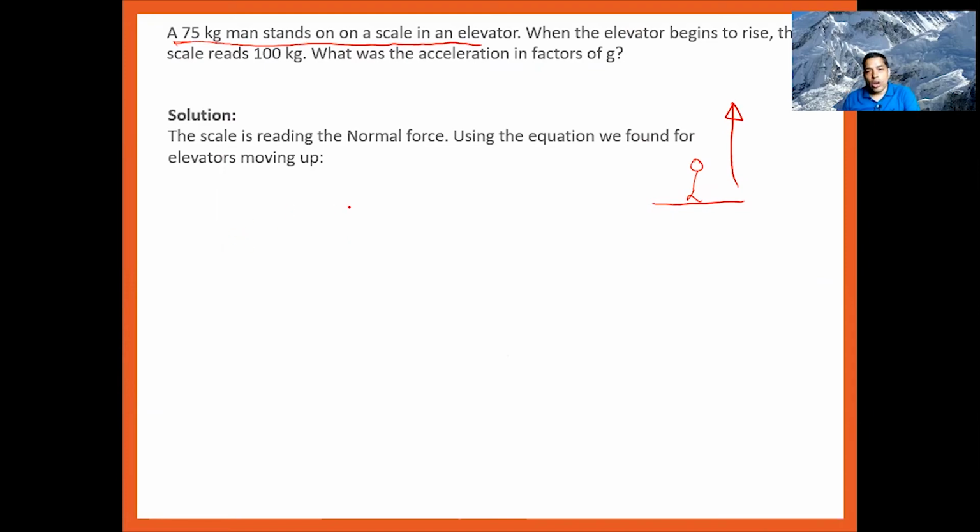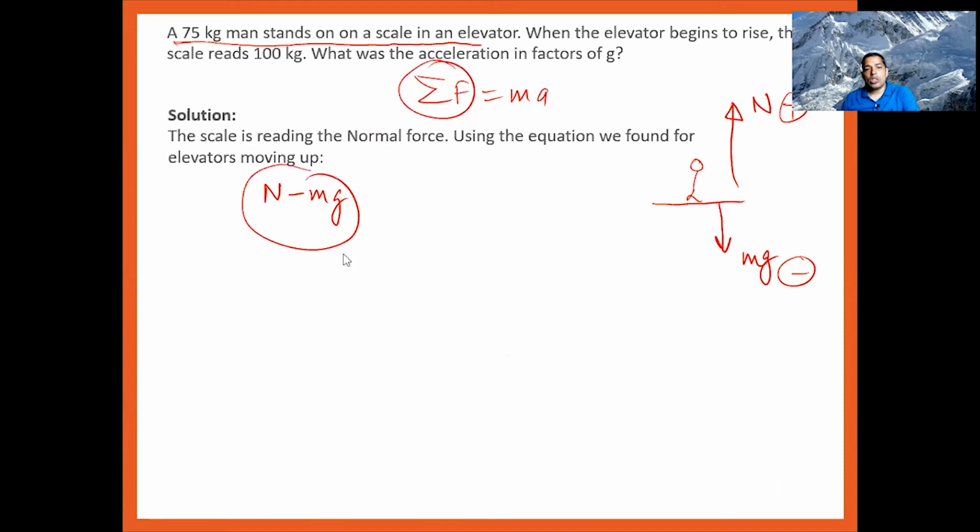So what is the normal force? Normal force is acting up. What is the downward force? Downward force is mg. So upward is positive, downward is negative, right? So what is the net force? N minus mg. That's the net force. According to Newton's second law, net force is ma, right? Our net force is this guy here, so that must be equal to ma.